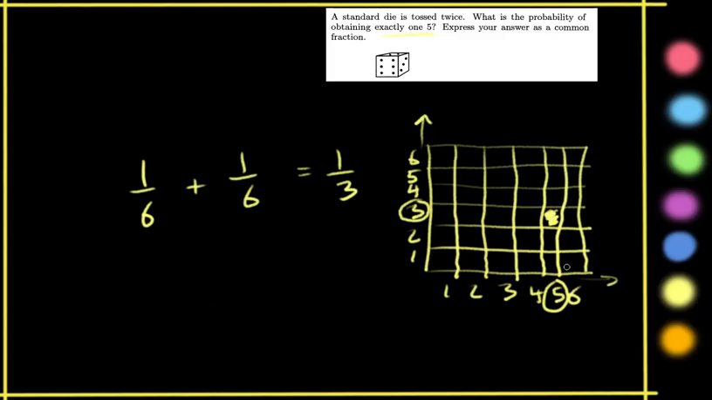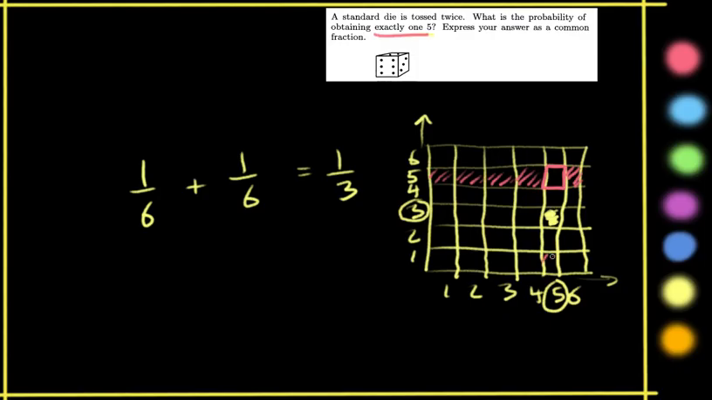There's 6 possibilities for the first roll times 6 possibilities for the second roll. And what you can do is just think about how many of these 36 possibilities, all of which are equally likely, satisfy this condition up here that you get exactly one 5. And basically you can think about all these ones here along this row, except you can't count this one because there's two 5s. So basically that gives you 5 possibilities along this row.